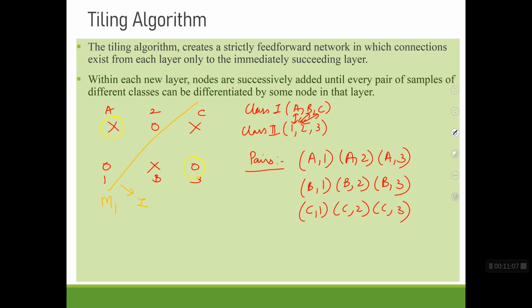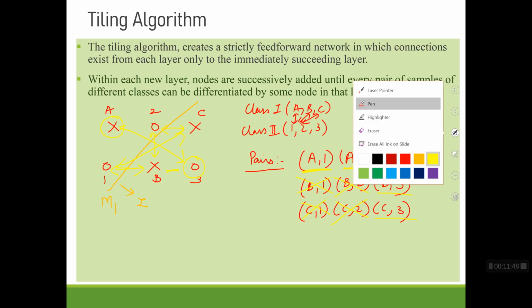Now is the A1 pair getting separated? No. Is A2 getting separated? No. What about A3? The A3 pair is getting separated, so I cancel it out. What about B1? B1 is getting separated, I cancel it out. B2 is getting separated, I cancel it out because there is a line separating them. What about B3? B3 is not getting separated because there is no line here. Fine. What about C1? C1 is getting separated and C2 is getting separated as well. So I have shown which ones are getting cancelled and which ones will remain.